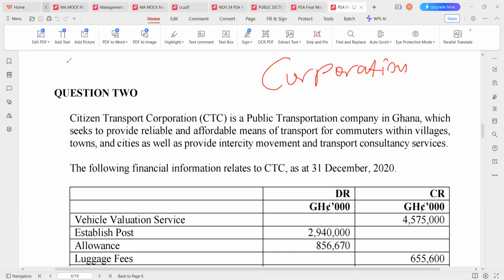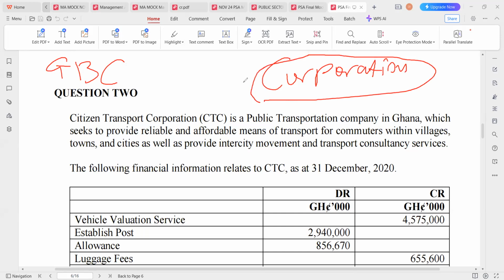GBC, good. Ghana what? Broadcasting. Ghana Broadcasting Corporation. Anything that comes with the word corporation is a GBE. Agreed? Do you agree or you don't agree? STC, is it GBE? State Transport Corporation. What about State Housing Corporation? All these are GBEs.